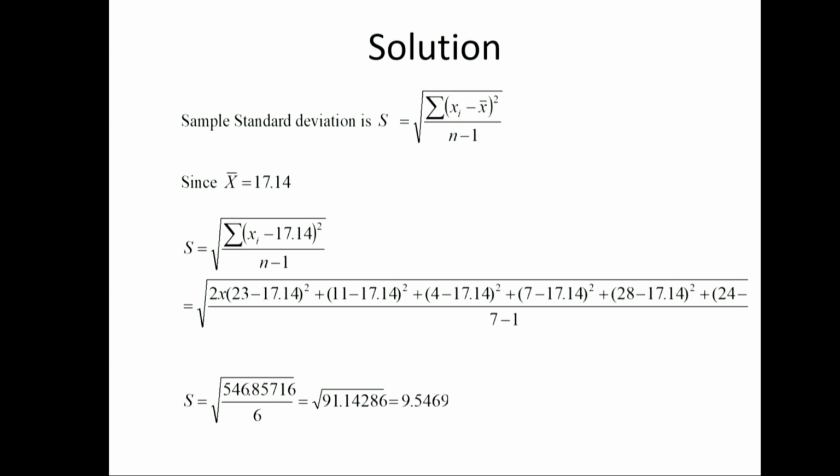When you take the square root of the population variance that we obtained before, our population variance was 91.14286. By the time you now take the square root, we are going to have 9.5469.